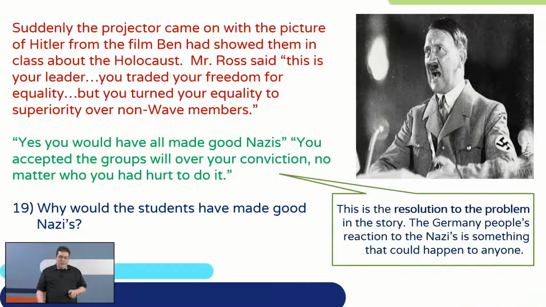Suddenly, the projector came on with a picture of Hitler from the film that Ben had showed the class about the Holocaust. Mr. Ross said, "This is your leader. You traded your freedom for equality, but you turned your equality to superiority, thinking that you are better than other people, better than the non-wave members. Yes, you would have all made good Nazis. You accepted the group's will over your own beliefs, over your own convictions, no matter who you had to hurt to do it." So this is the resolution. This is the answer to the question. How did the German people deny that they knew about the Shoah and what the Nazis had done?